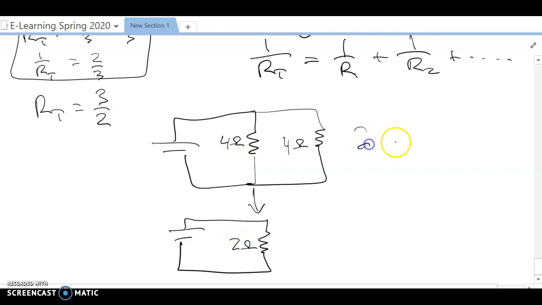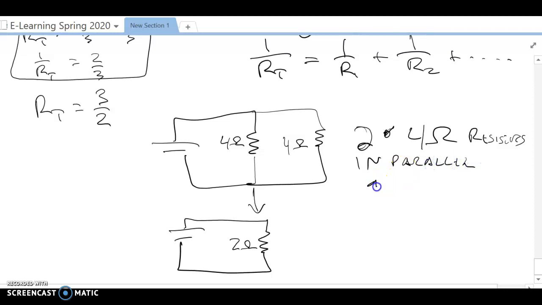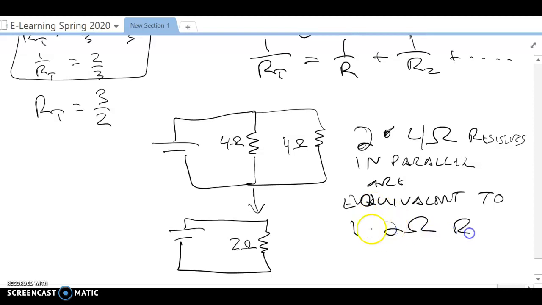So this means that 2 4 ohm resistors in parallel are equivalent to 1 2 ohm resistor. So you can draw those 2 4 ohms as 1 2 ohm resistor.